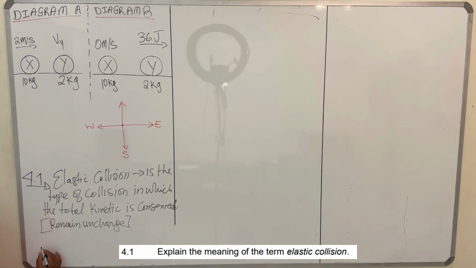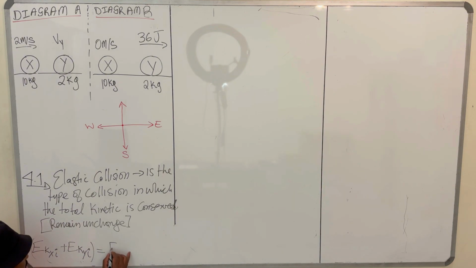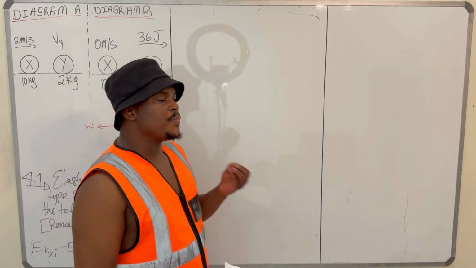Which means, my initial kinetic energy of ball X plus my initial kinetic energy of ball Y, if you add these two, it should come out the same as the final kinetic energy of ball X plus the final kinetic energy of ball Y. The point is, if you add the kinetic energies before the collision and after the collision, they should come out the same. That's what it means for a collision to be elastic.